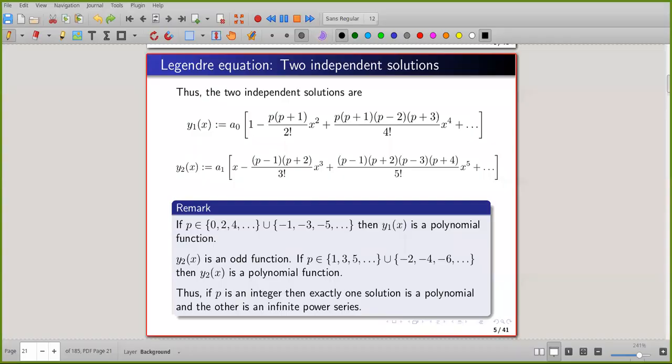So let's go ahead. Thus, if p is an integer, then exactly one solution is a polynomial and the other is an infinite power series. You can just stare at it for a few seconds and convince yourself.